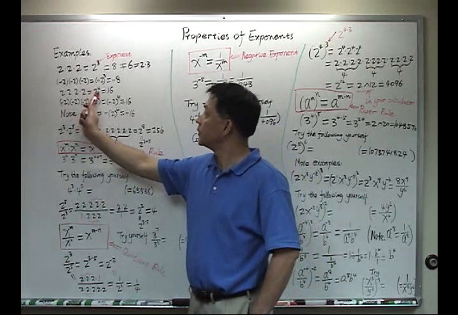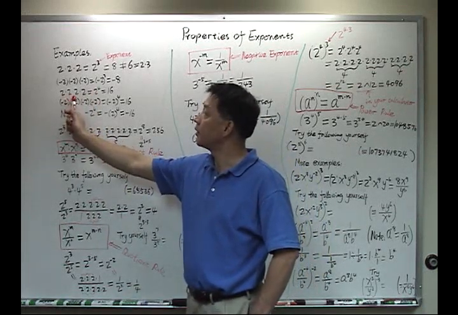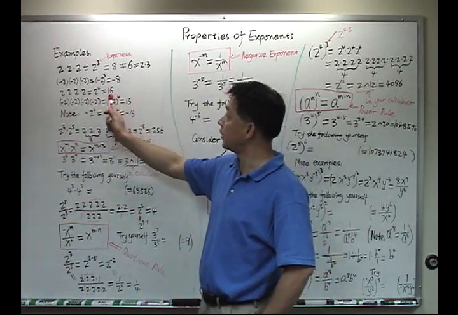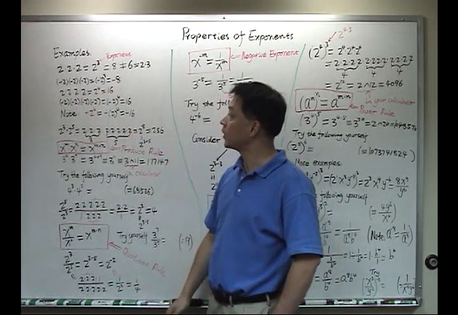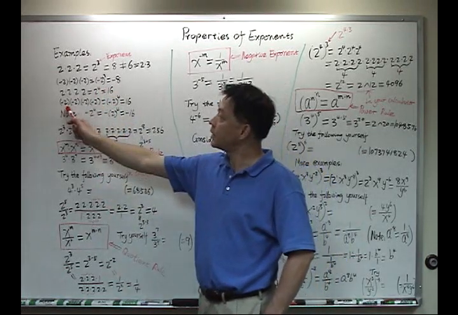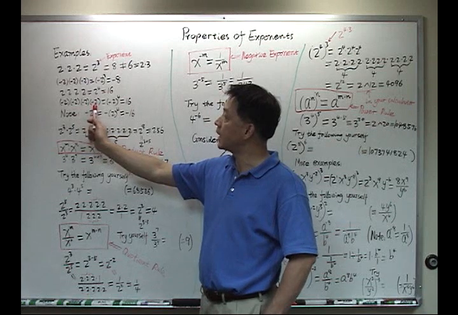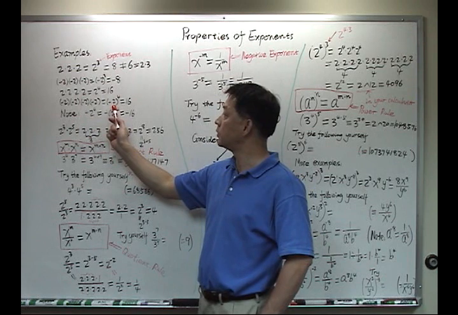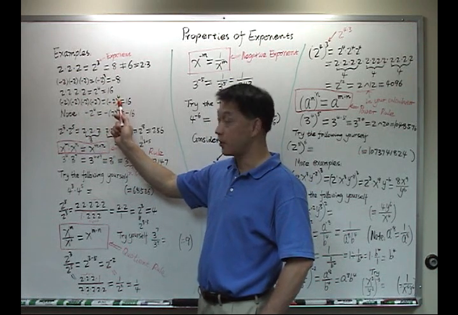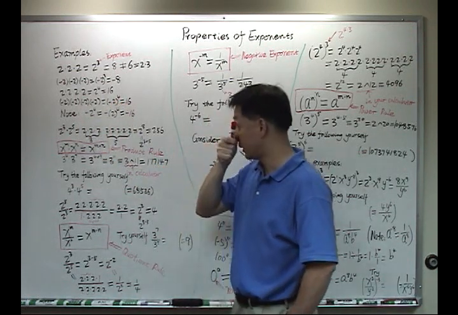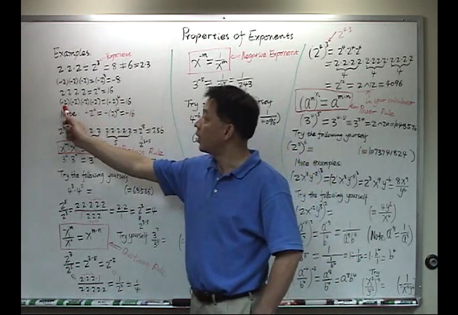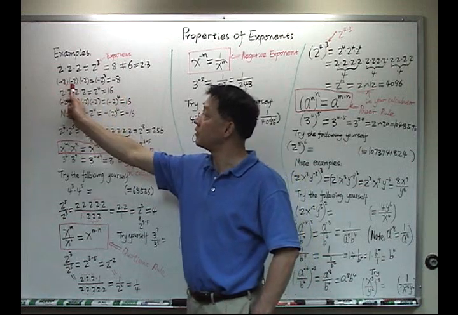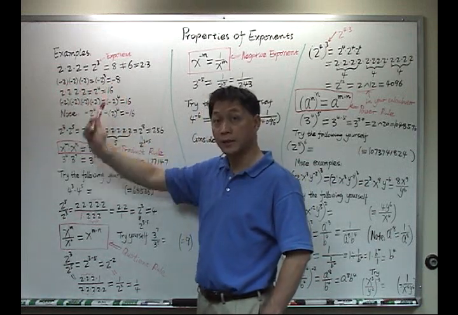Now, 2 to the 4th is actually four 2's multiplied by each other. So we have 16 instead of 8. And then negative 2 times negative 2 times negative 2 times negative 2, 4 times. So you write parenthesis negative 2 to the 4th, which is positive 16, because the number of negatives is even, so you get positive. Here the number of negatives is odd, so you get negative.